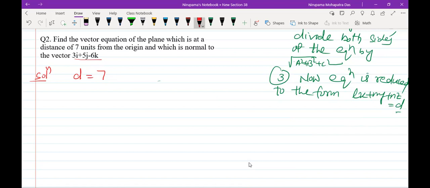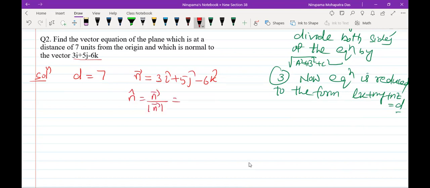It means we are given the vector here. When you write the vector here, you have to check whether you are given n vector or n cap. For 3i plus 5j minus 6k to become a unit vector, its magnitude should be 1. Here the magnitude of this vector is not 1, so it is n vector, not n cap: 3i plus 5j minus 6k. So n vector is given, find n cap then: n vector by magnitude of n vector.